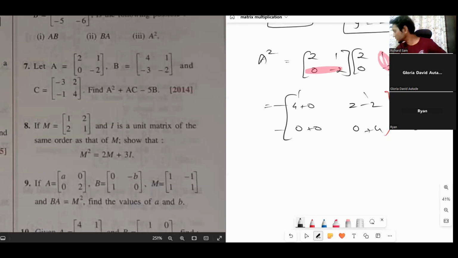You got minus 4, no? Yes, it's plus 4. 0 plus 4 it is, because minus 2 into minus 2 is 4. And then we have to add 1 into 3. First row into first column. 2 into 2, 4, and plus, add with 1 into 0.